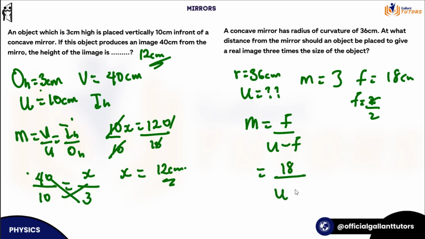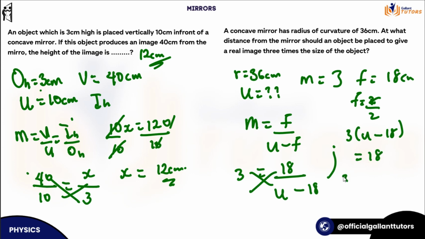U is, we don't know what u is, f is also 18. So there are three dots digit. So cross multiply. Okay, we have 3 open brackets u minus 18 is equal to 18. So we have 3u minus, I think 72 equal to 18.